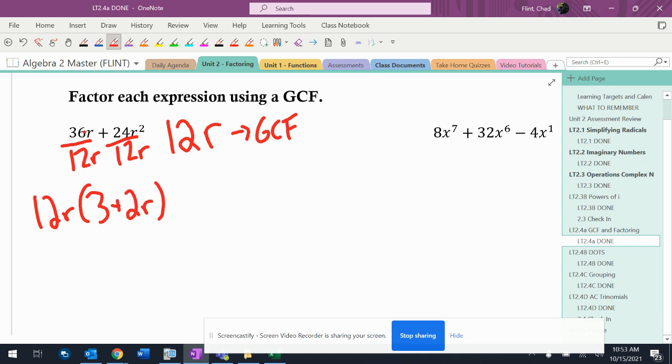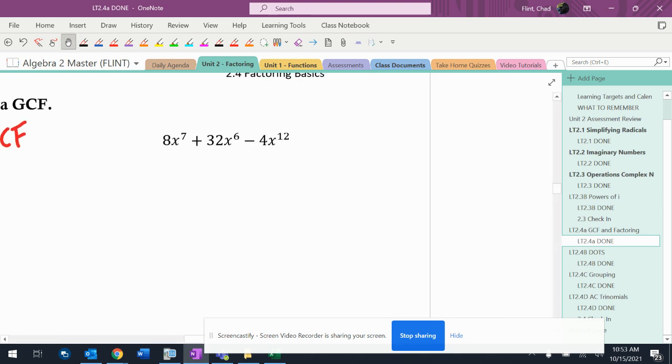Okay, you can always double check to see if this worked by distributing it, because in essence, when we're factoring something, we're undistributing it. All right, we're dividing it back apart so that it's in its unfactored, or its undistributed, form. Okay, so that's what's going to happen there.